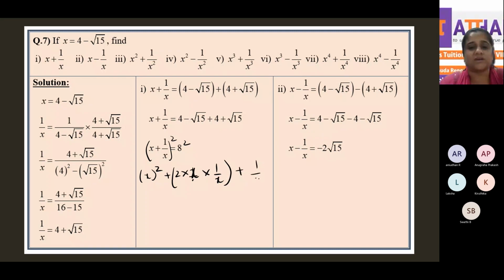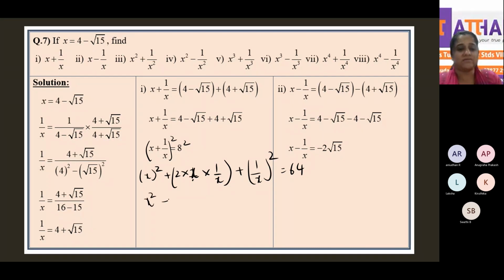Plus b square is equal to 64. Is this correct? What is x plus 1 by x the whole square? It's like a plus b the whole square. What is a plus b the whole square? A square plus 2 into a into b plus b square. That is x square plus 2 into x into 1 by x plus 1 by x the whole square, which is equal to 64.